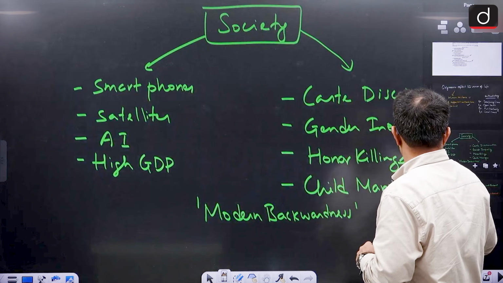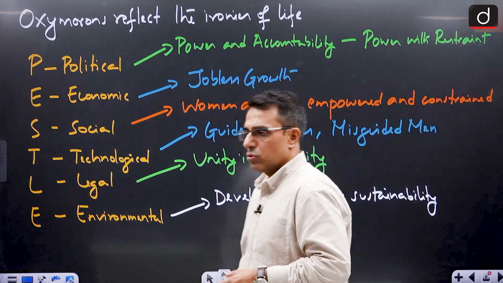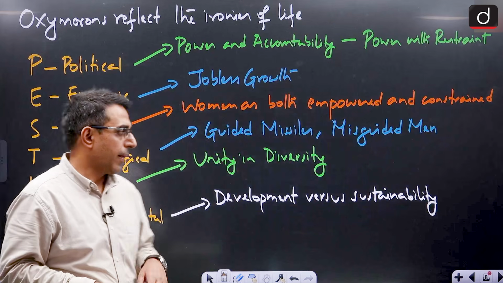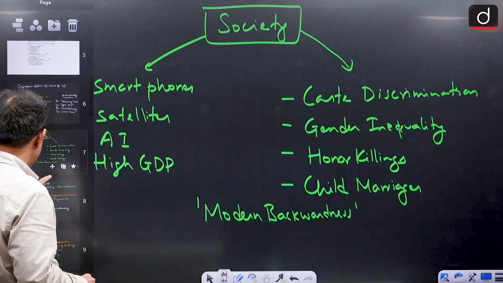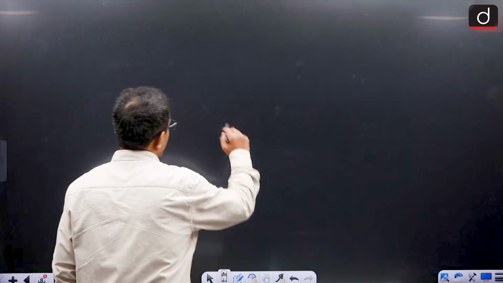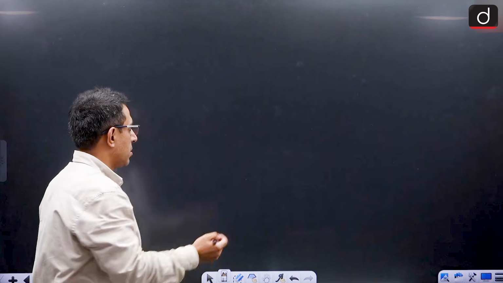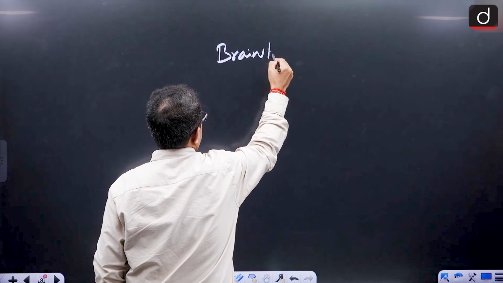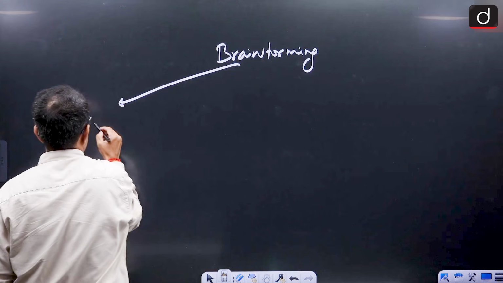Now let us look at how we explore the dimensions. For exploring dimensions, we can use various techniques. Let me give you an idea of what techniques we generally use. For brainstorming, we use frameworks. One simple framework is PESTLE.